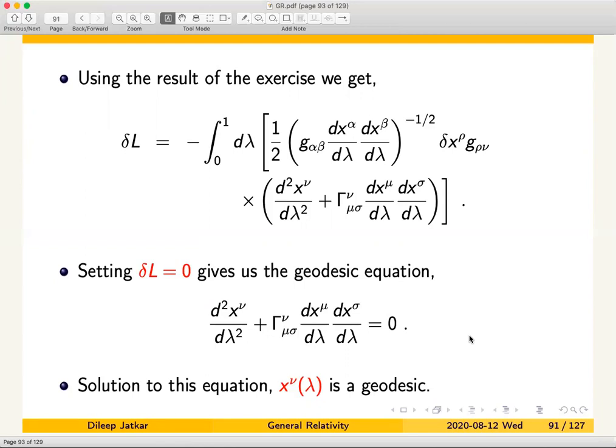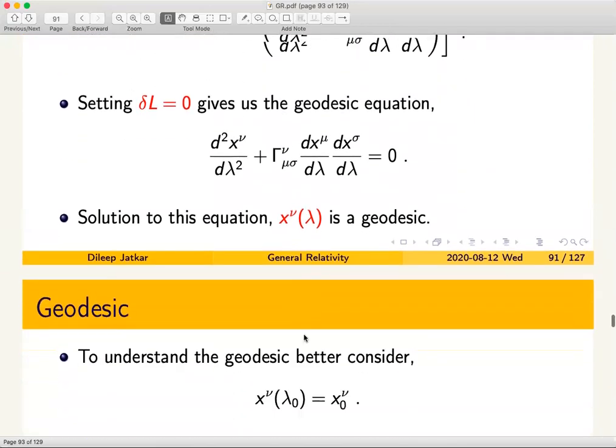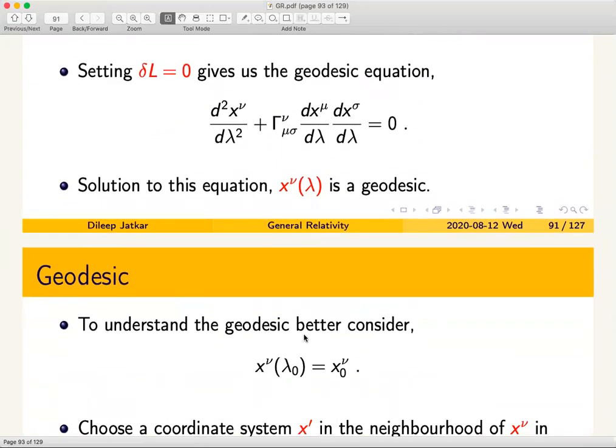Okay. But the point of this exercise was to say that if you define a length functional and extremize it, then the solution to that extremization condition is the same as the solution to the geodesic equation. So whatever is the solution of the geodesic equation itself will be called a geodesic. That's the nomenclature, obviously. So to get a better understanding of this solution, as I said, it's going to be local, therefore we are just going to look at the local behavior of the system.